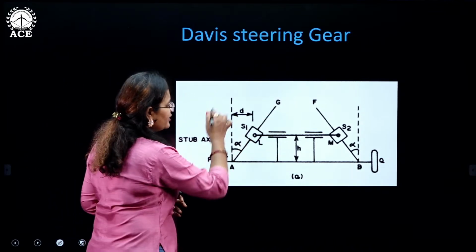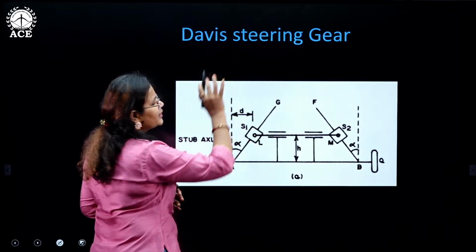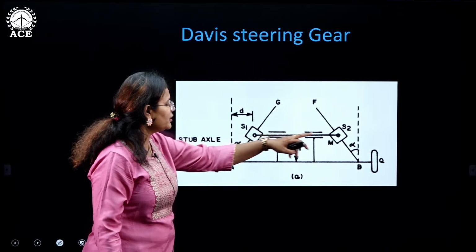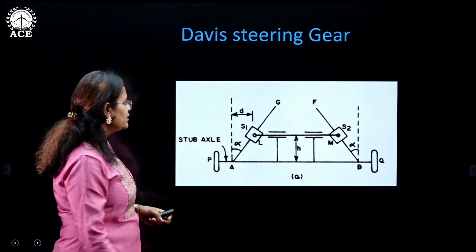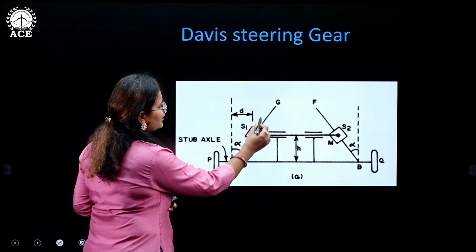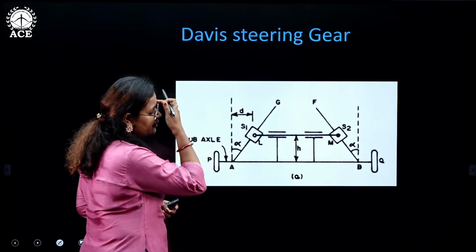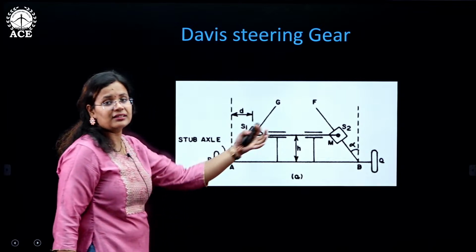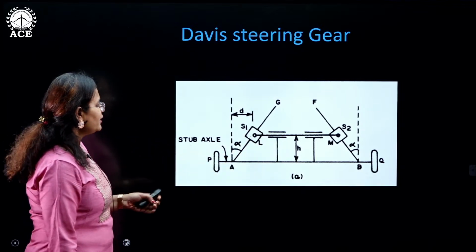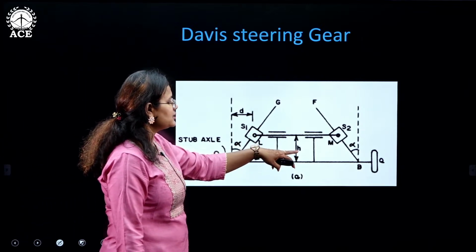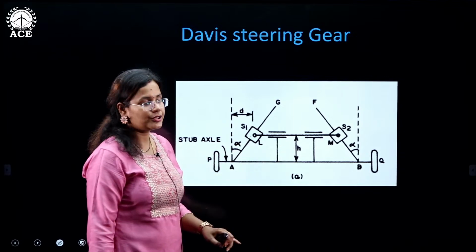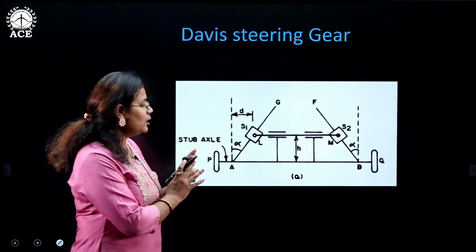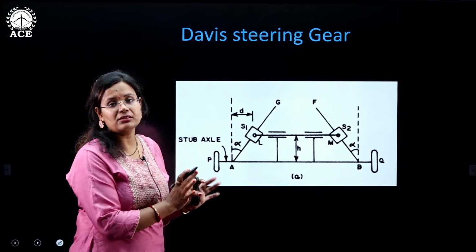Now this total arrangement is given by the Davis steering gear mechanism. There is a slider S1 here and S2 here, there are two sliders, and PAG is considered to be the bell crank lever on this side, and QBF is the bell crank lever on the right side. The distance between these two links is given as H. So this is how the basic Davis steering gear mechanism looks before taking any turn.